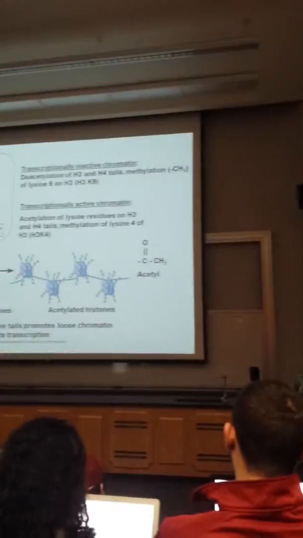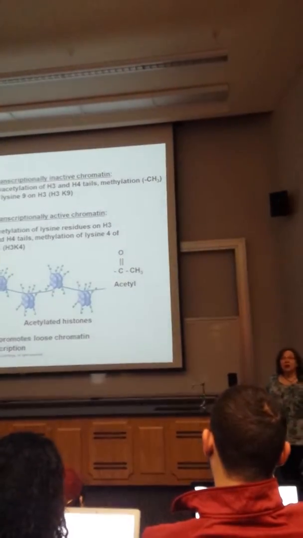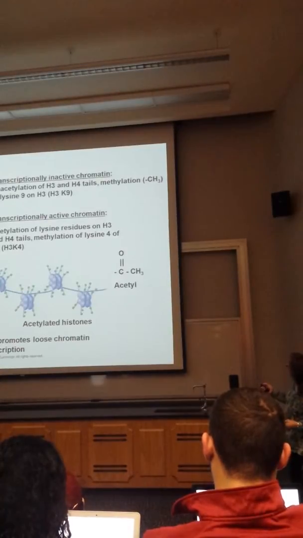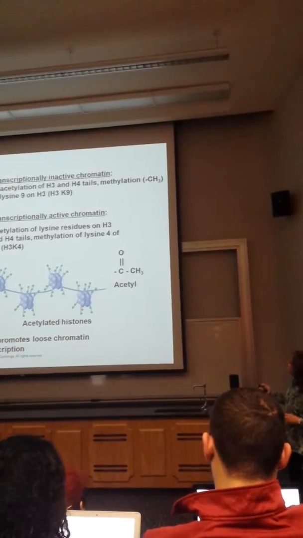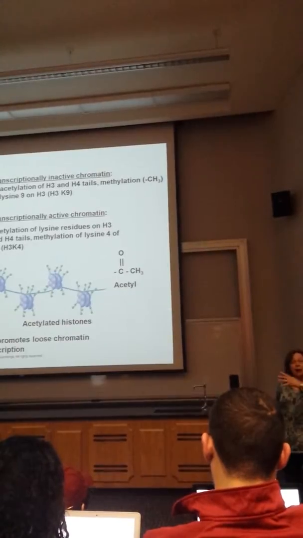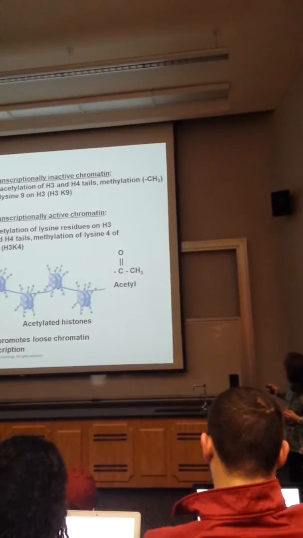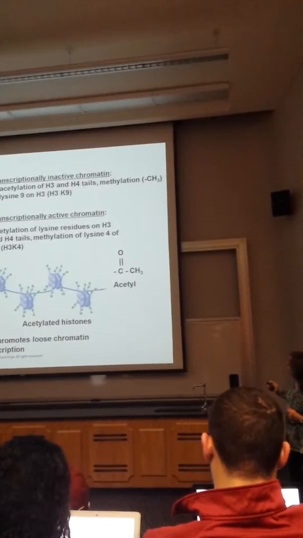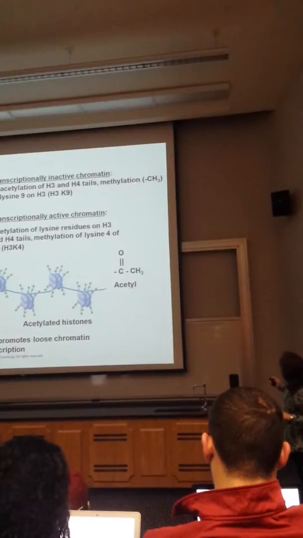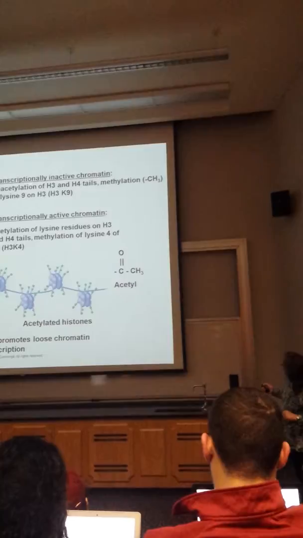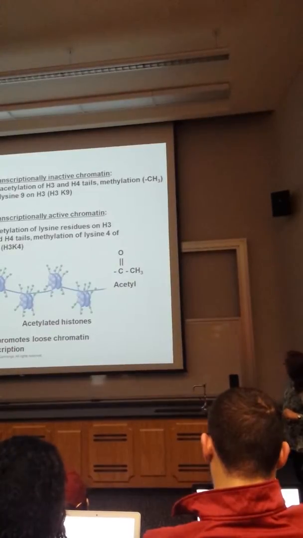This is called the histone code. It's only been worked out over the last 20 years or so. So DNA, the DNA in our genomes that's not being transcribed by RNA polymerase, you'll find that that DNA has no acetyl groups attached to the histone H3 and H4 tails, and there are methyl groups attached to the lysine residues on histone H3 lysine 9.